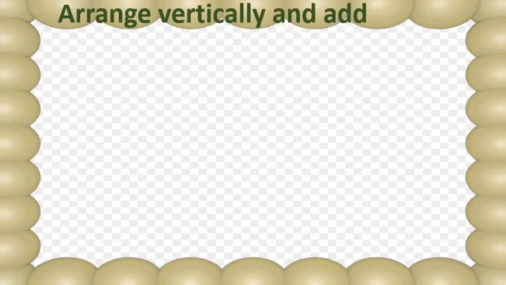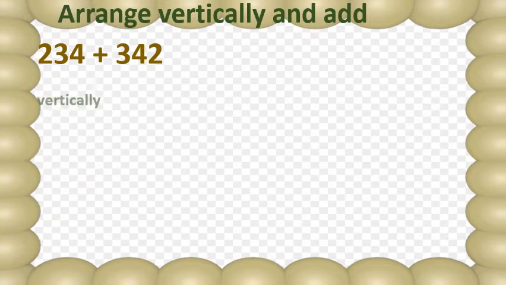Arrange vertically and add. Okay. Here the numbers given are 234 plus 342. Now first we will see the meaning of vertically. See students, vertically means in standing position. See this. Means one below the other.